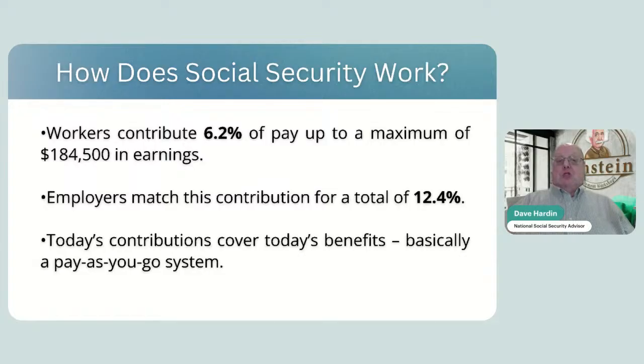Now, today's contributions cover today's benefit. Basically, Social Security is a pay-as-you-go system. The money we contribute today, this month, pays out the benefits next month. It's been that way since its inception in 1935, sorry, just got a little ahead of myself there. In 1935, it was signed into law as a pay-as-you-go system. That's why they didn't actually make the first payout until 1940, because they had to gather enough money to pay out benefits and be sustainable about it. But the money going in now pays out next month. It's just the way it works.